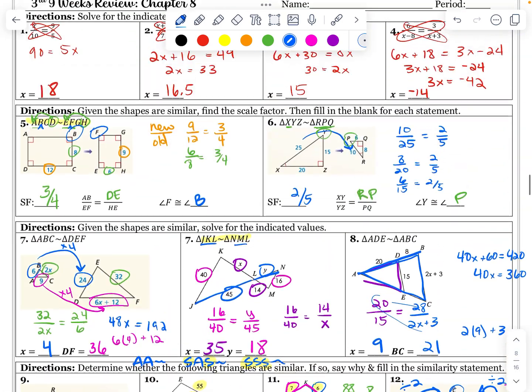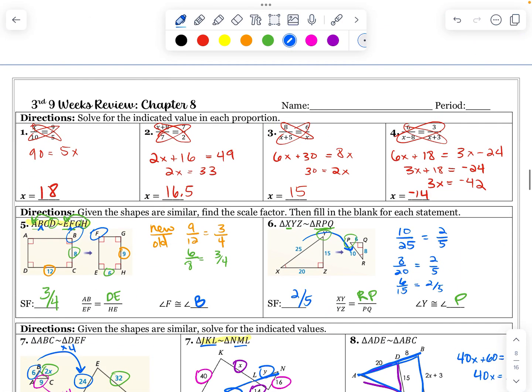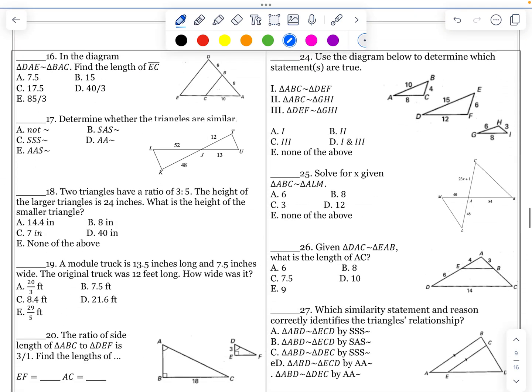Welcome to the second half. We are on the third 9 weeks review, chapter 8, working with similarity.